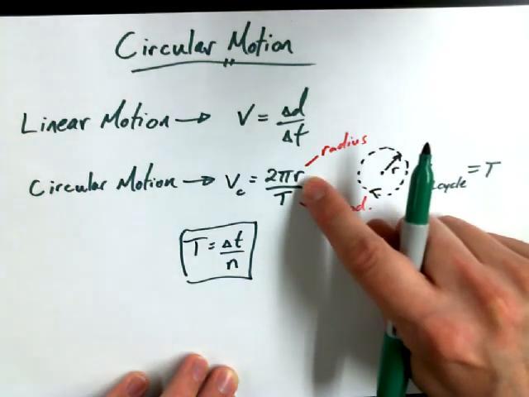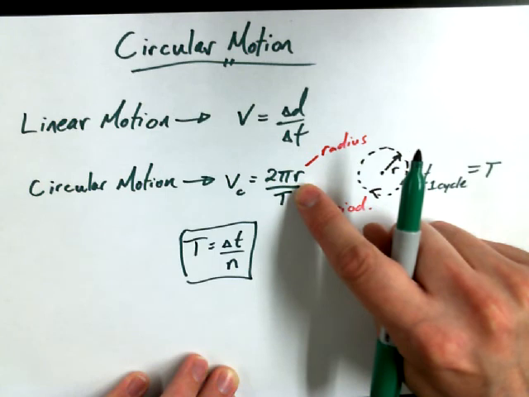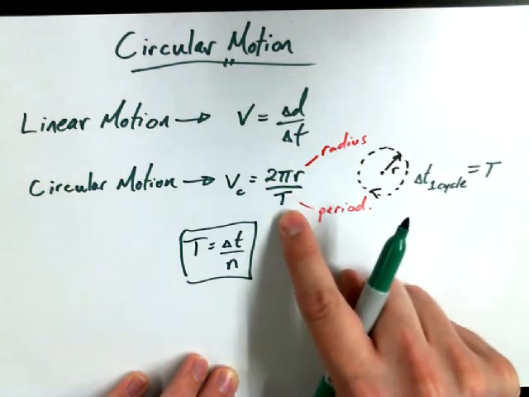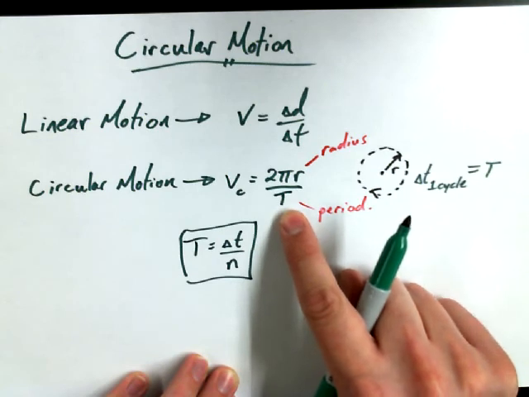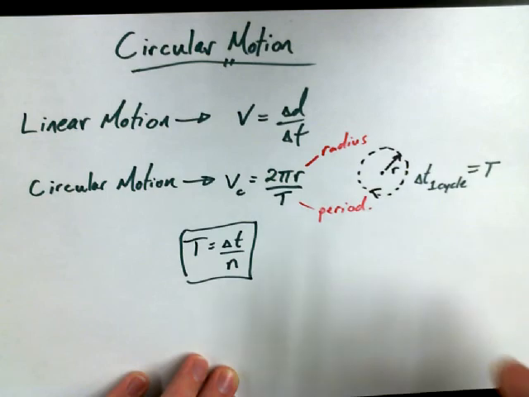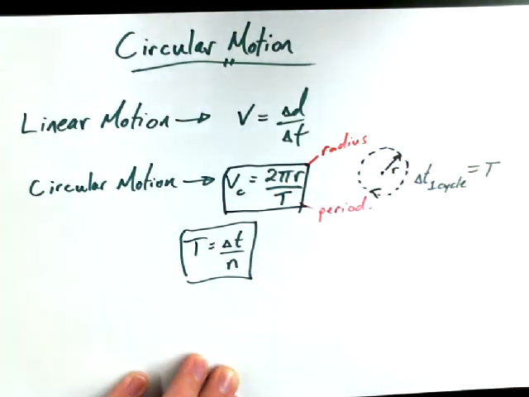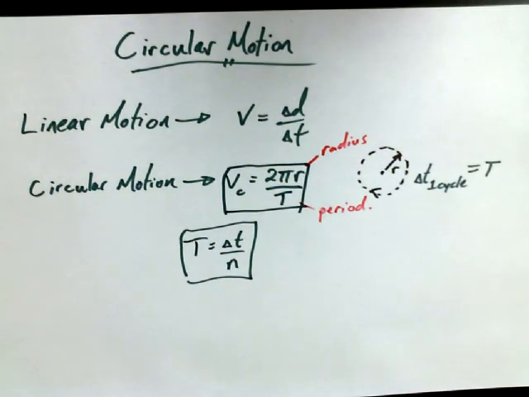And the same thing with circular speed. If I have 2 pi r, the only contributor to units here is the r, meters. And the only contributor down on the bottom is period, seconds: meters per second. So the units work out for the circular speed, okay? So both of those are good equations for our circular motion.